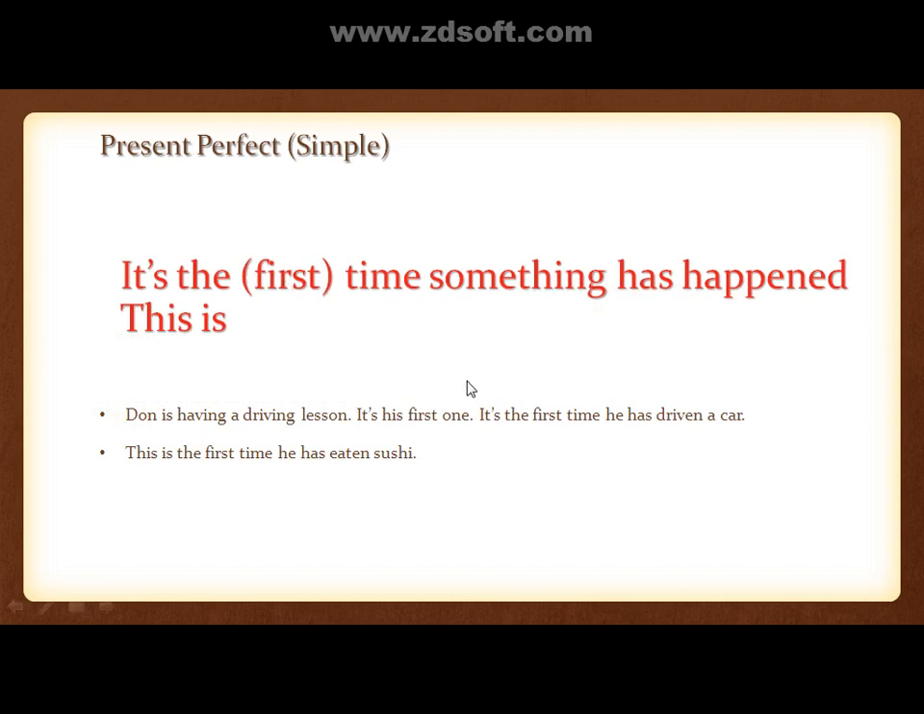Also, we use the present perfect simple with this expression: it is the first time, it is the second time something has happened. Don is having a driving lesson. It's his first one. It's the first time he has driven a car. In this case, with the first time, we use the present perfect simple tense: has driven, has plus verb 3, the past participle form of the verb. This is the first time he has eaten sushi.